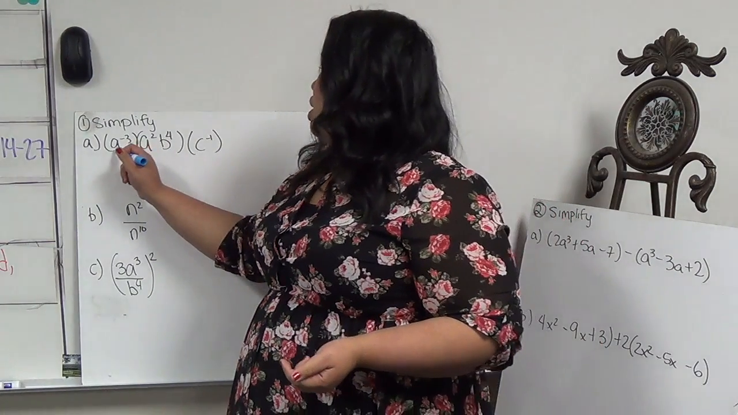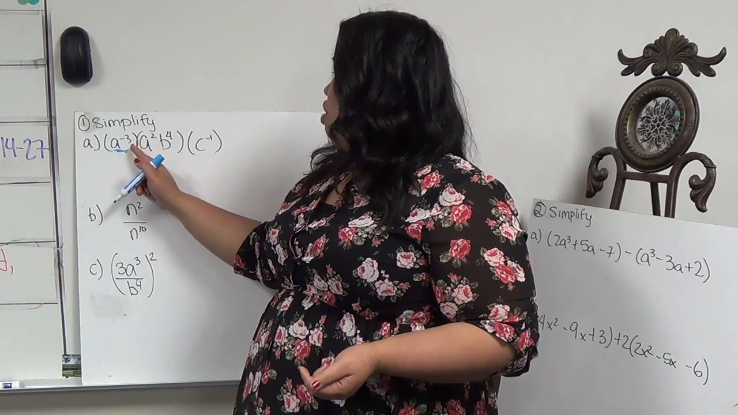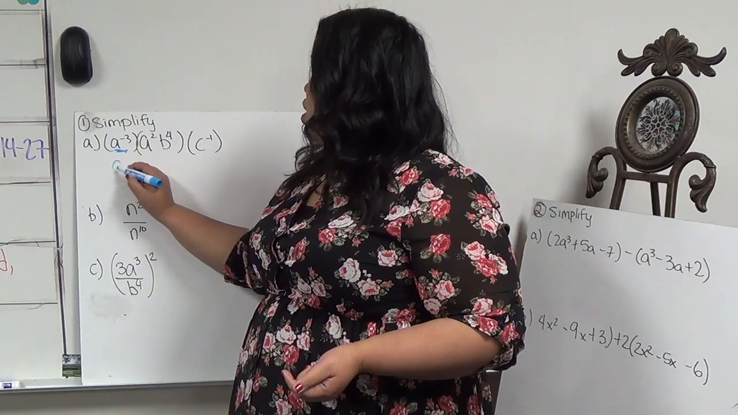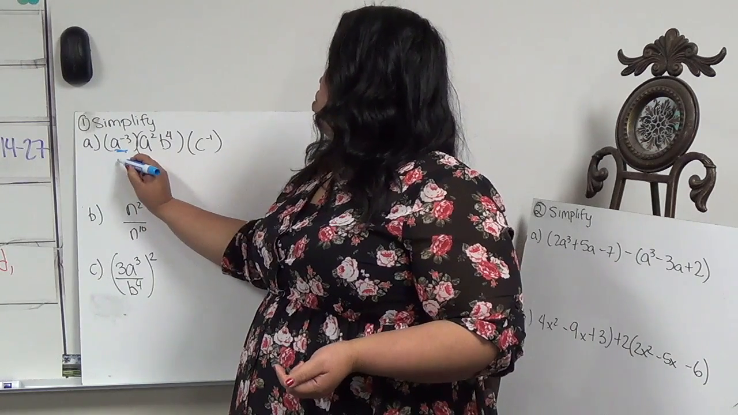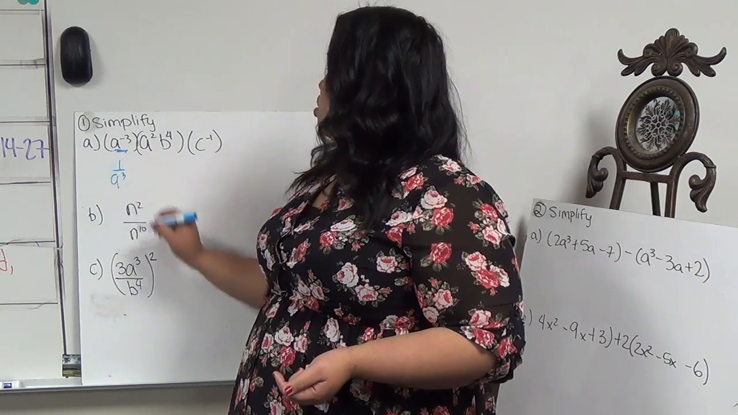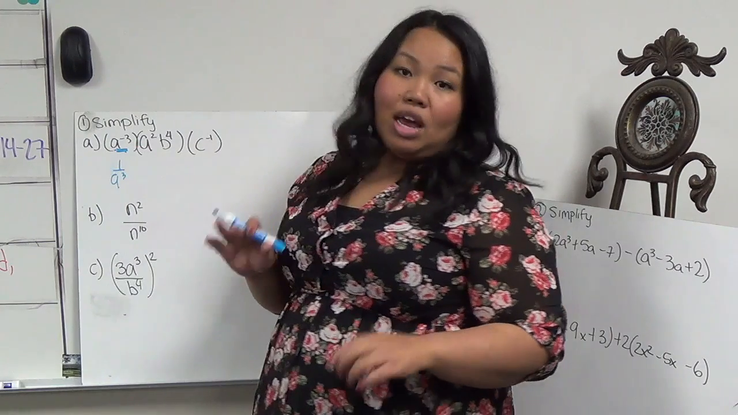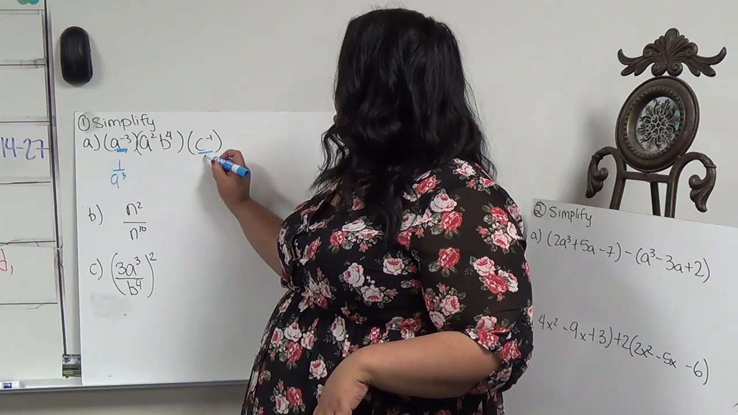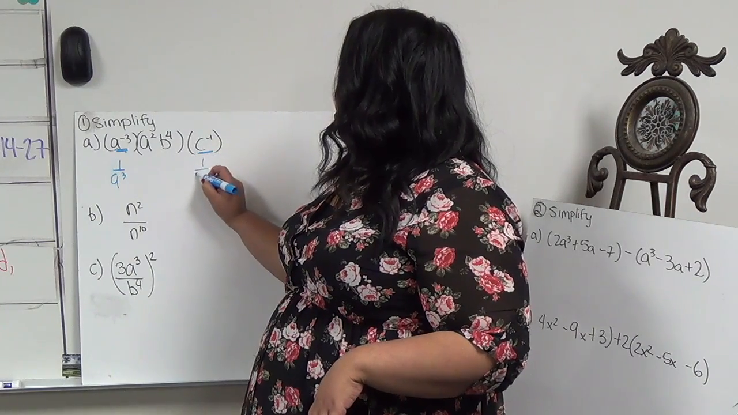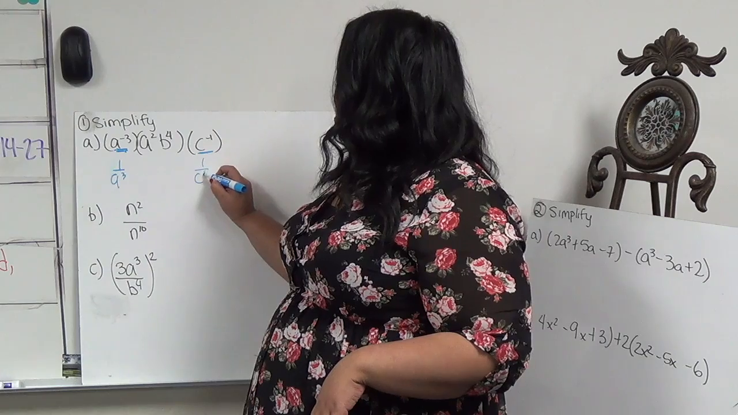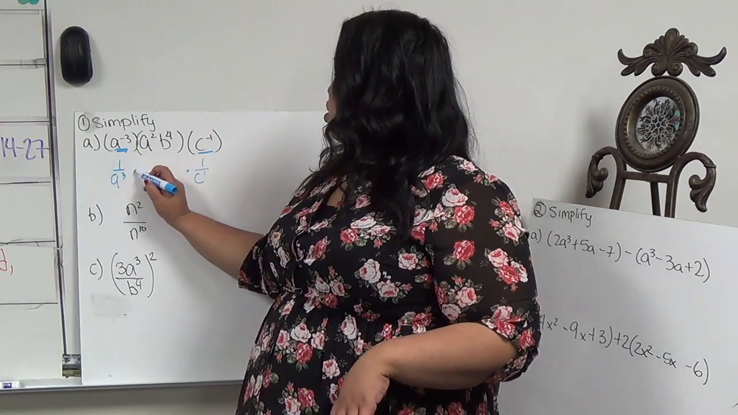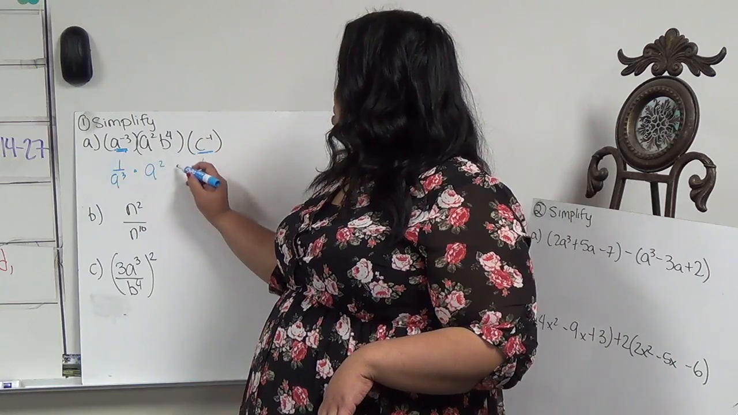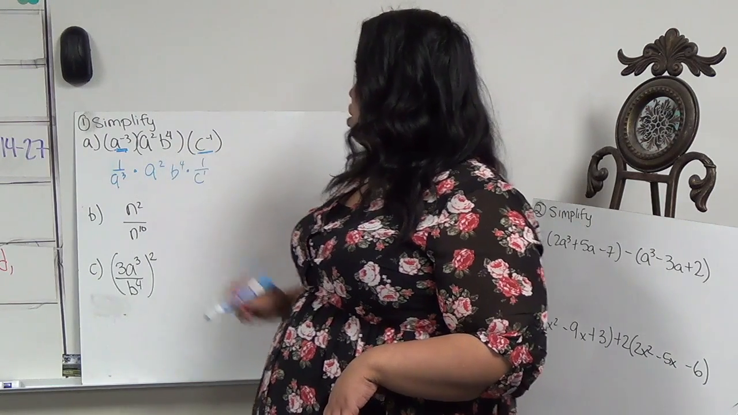For example, a to the negative 3, right? This would be 1 over a cubed, right? I'm going to underline it to know that I've addressed it, okay? Same thing with c, right? This would be 1 over c to the 1. This is multiplied. And then a squared, there's nothing I can do about it. And b squared to the 4th, there's nothing I can do about it.